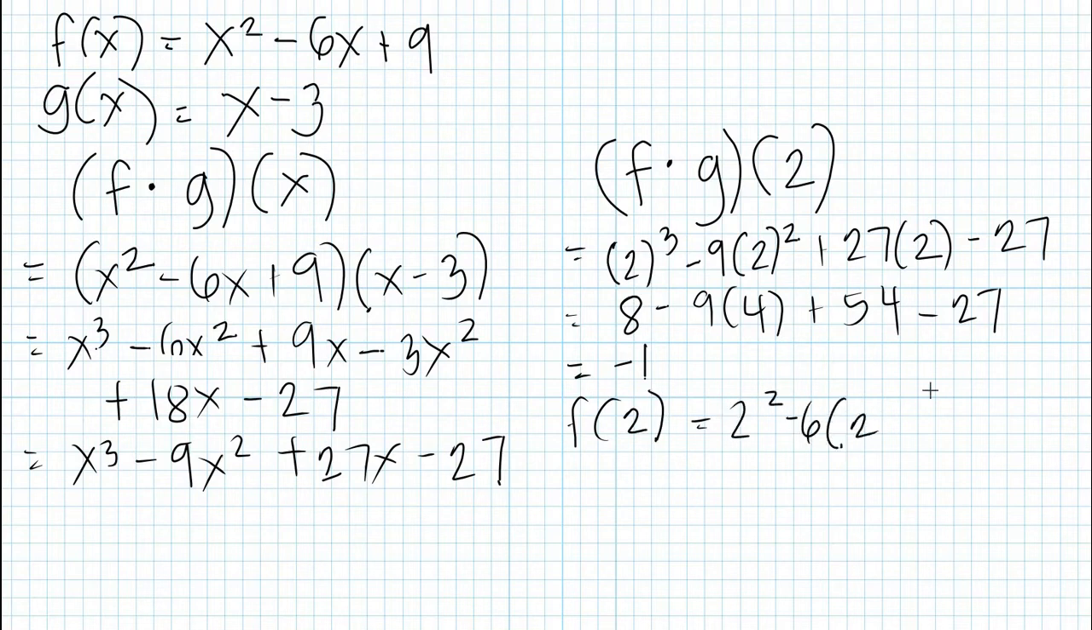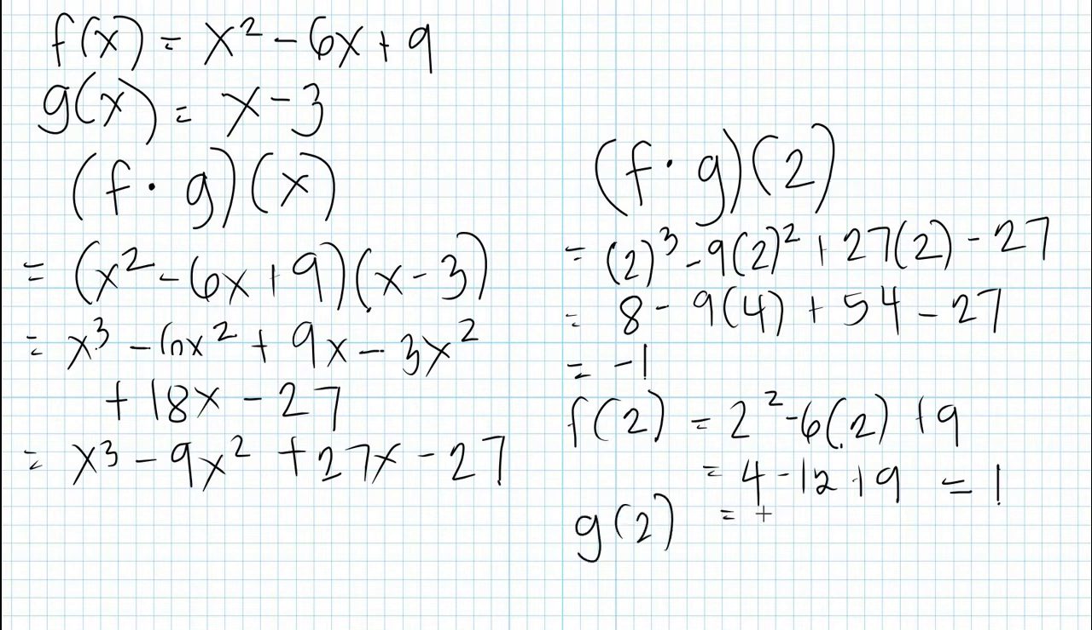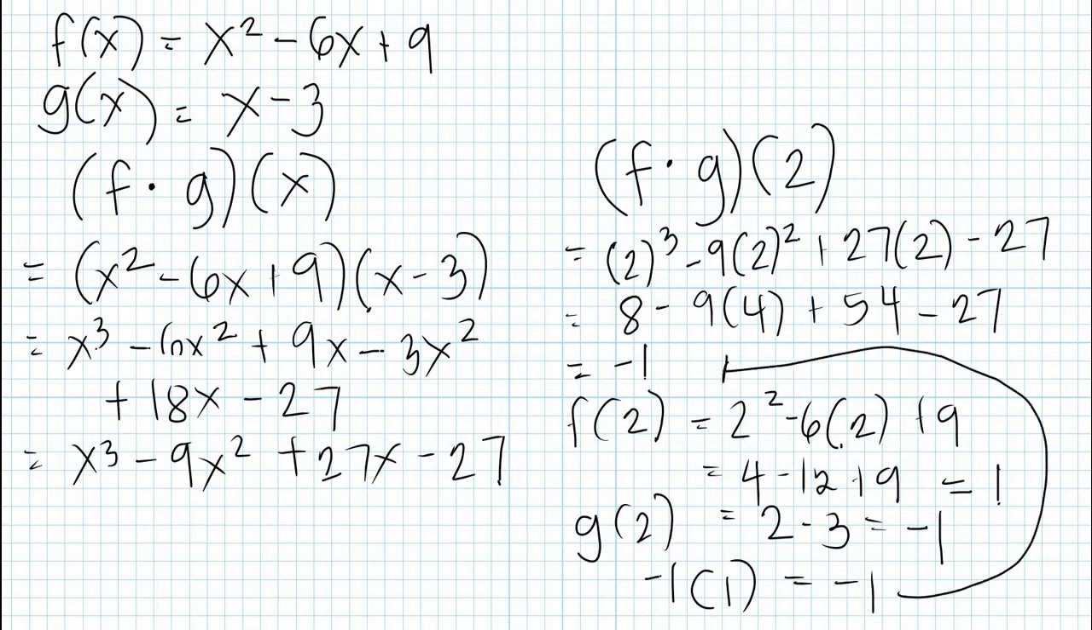So that's 2 squared minus 6 times 2 plus 9. So that's 4 minus 12 plus 9, which is also equal to 1. Now let's try g of 2 rather. So that's 2 minus 3, and that will be -1. Now if we multiply 1 and -1, that would be -1. So that means that our answer for f times g of 2 is correct, and that the equation we got is also correct.